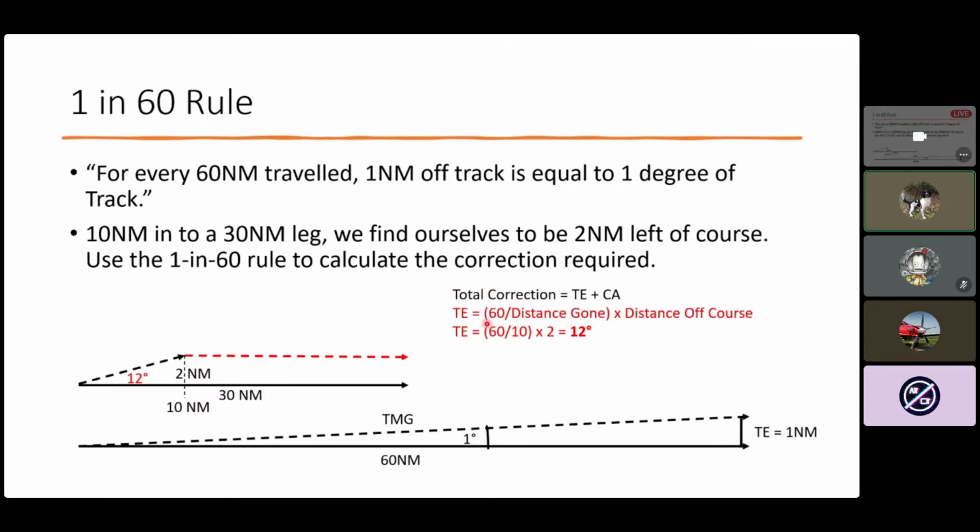Now that's just something you need to know. That's the formula. Once you've done it 1,000 times, you kind of remember it. 60 divided by the distance gone, multiplied by the distance off course. Does that make sense? Yes. Don't necessarily need to understand the mathematics of it. That's just the rule.